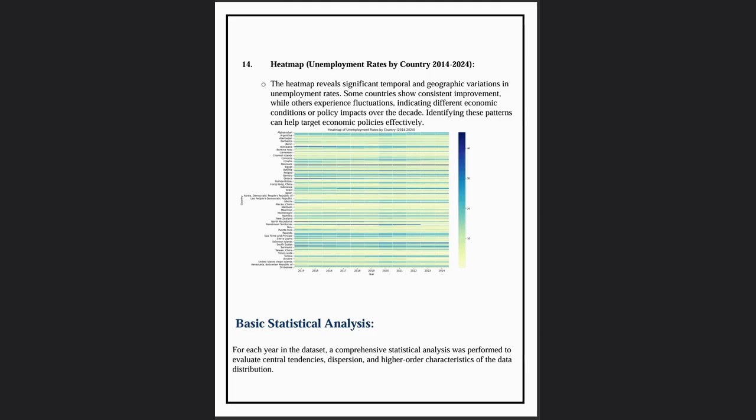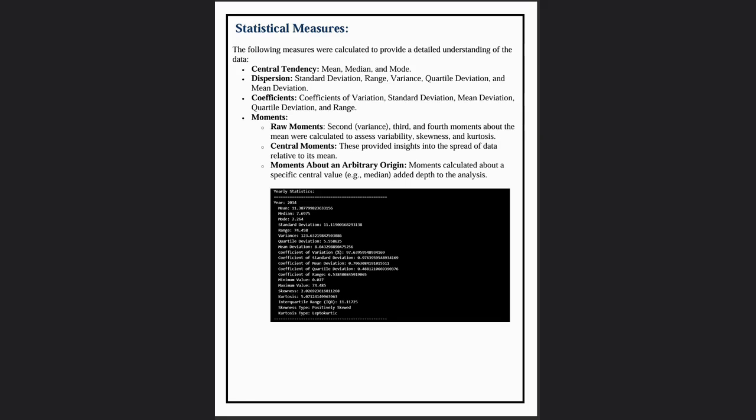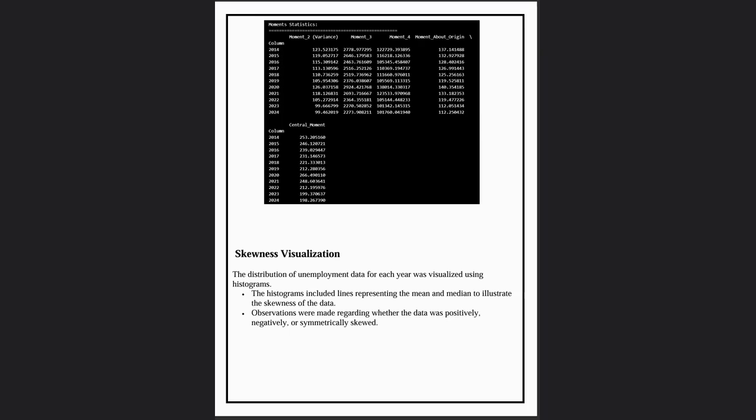So, after that, I also did basic statistical analysis for each year. You can see from this, I calculated mean, median, mode, standard deviation, range, variance, quartile deviation, and mean deviation. I also calculated moments. So you can see from this picture. After that, I plotted the graphs to know whether the data is positively skewed, negatively skewed, or symmetrically distributed.